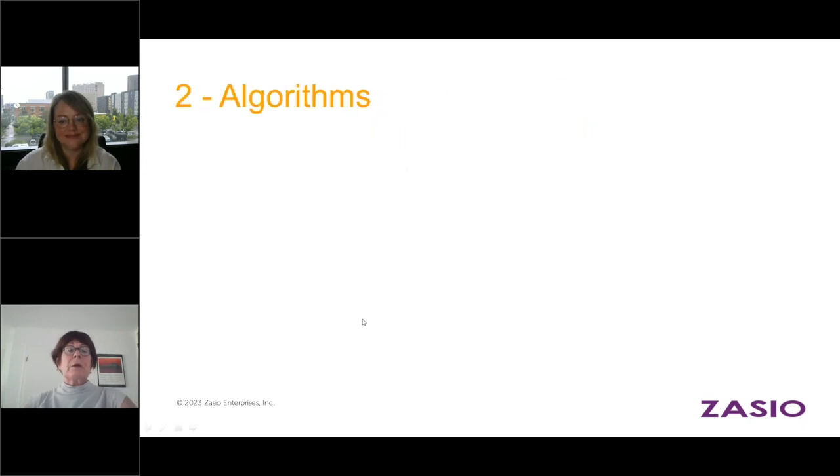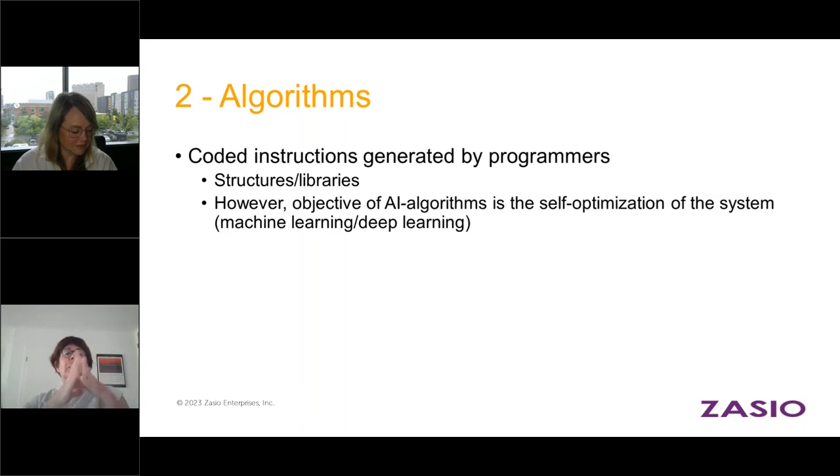So the next part that we look at is the algorithms. Of course, the data is one thing, but you need to have an application that can do something with the data, i.e. learn. So algorithms, in fact, are structured programming, coded instructions generated by programmers, so structures, libraries.